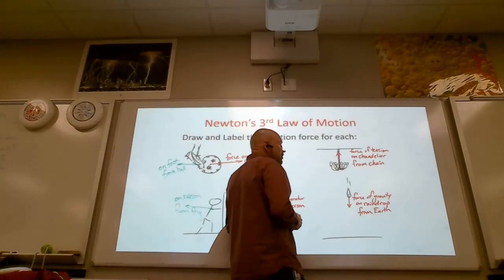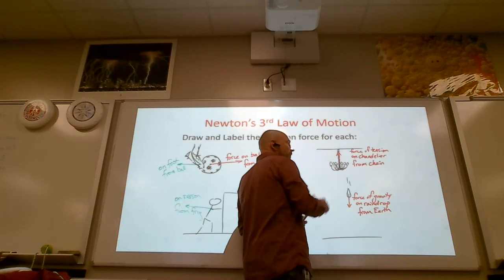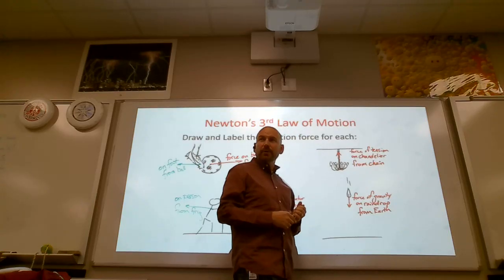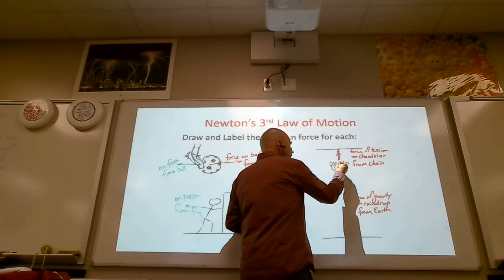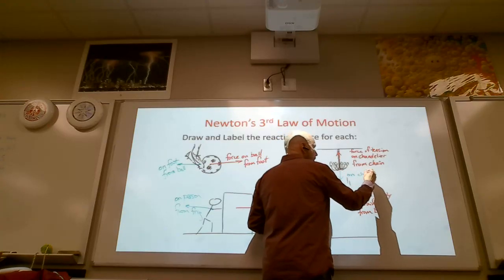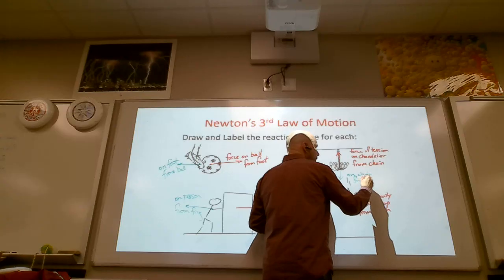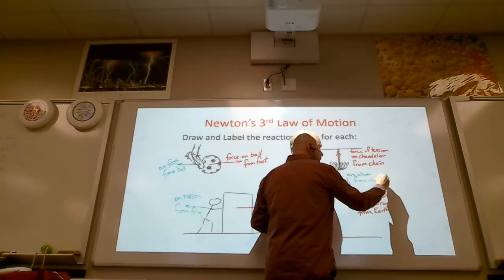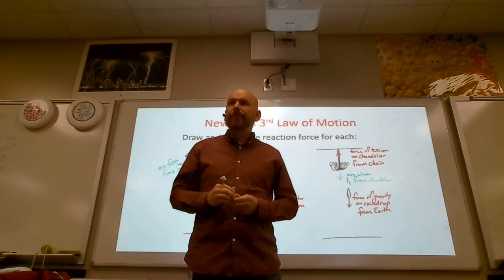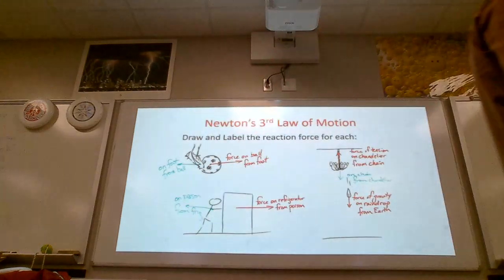So there's a force of tension on the chandelier from the chain pulling upward. If you looked at it from the chain's point of view, it's experiencing a force of tension downward, so on the chain from the chandelier. You good with that? Okay.